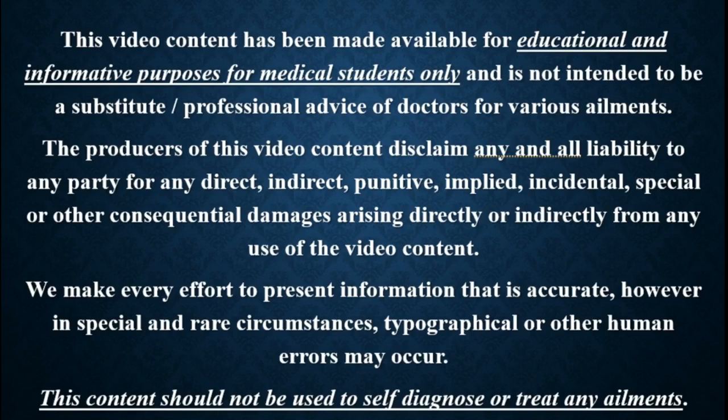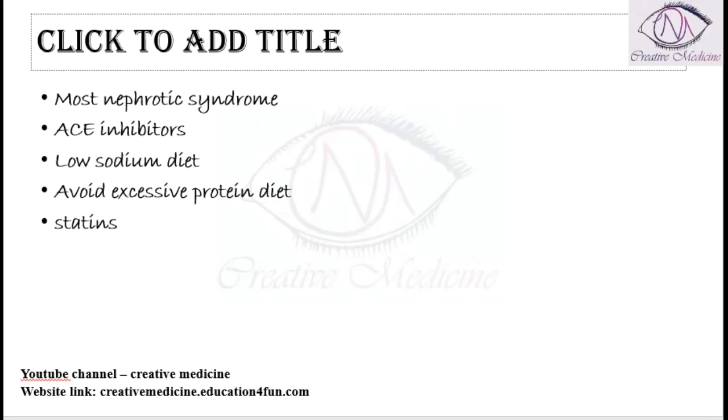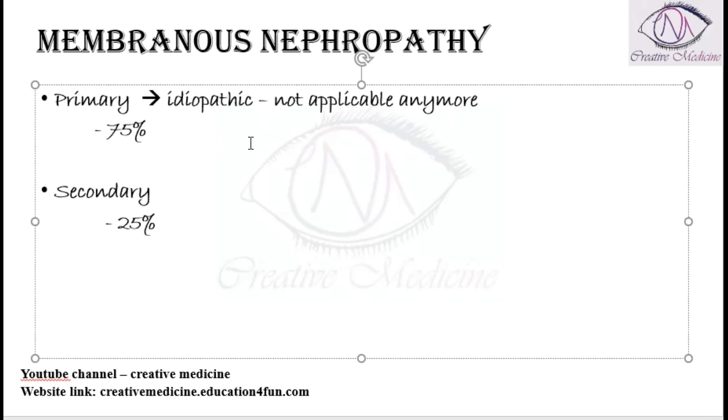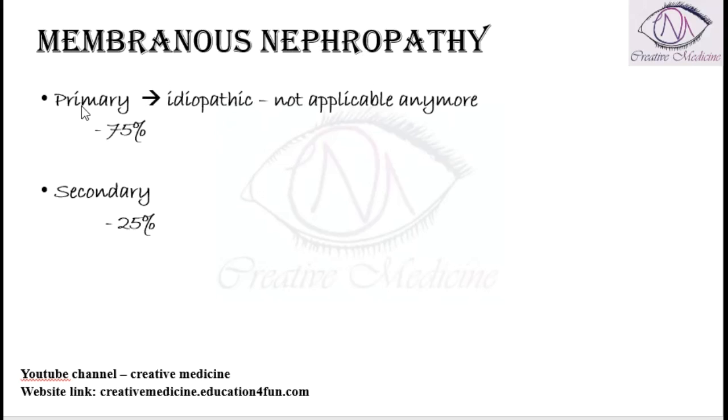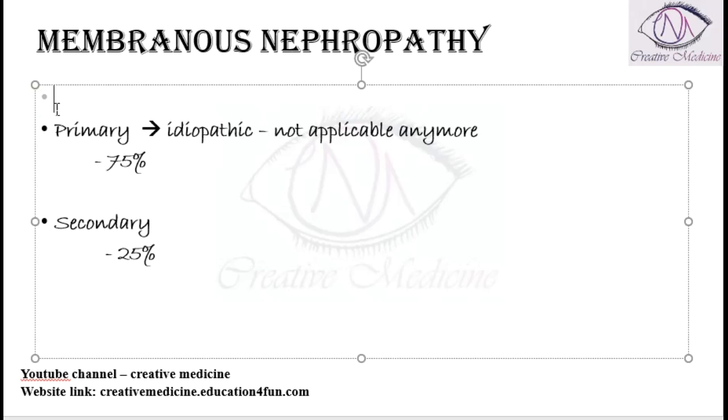In this lecture, we will learn about the next type, membranous glomerulonephritis. Membranous glomerulonephritis more commonly occurs in adults.